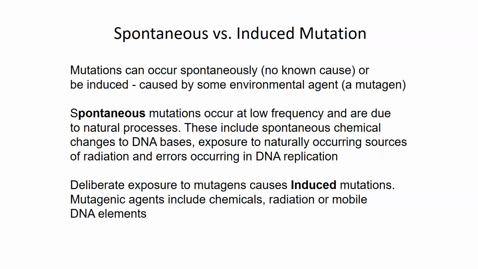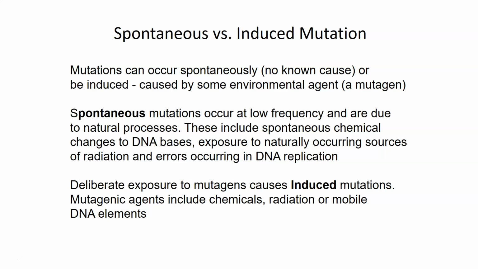Now, there can be mutation called induced mutation that occurs at a much higher rate than spontaneous mutation. Induced mutation is induced in response to exposure to some kind of substance, agent, called a mutagen. The definition is a little bit circular here, but a mutagen is defined as a substance or agent that increases the rate of mutation over the spontaneous rate.